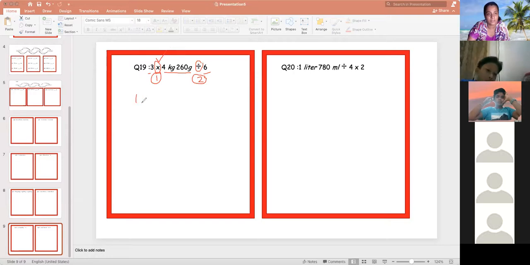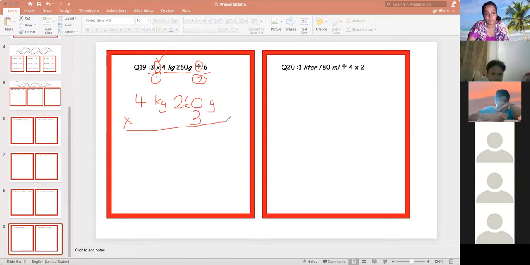So you do the multiplication first. 4 kilogram, 260 gram, multiply by 3. So what do you do? You do like this. 0 times 3, 0. 6 times 3, 18. Carry up. 2 times 3, 6. 6 plus 1, 7. So over here 780 grams. And this is 12 kilogram.